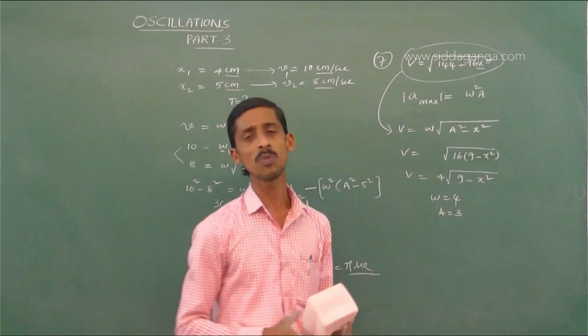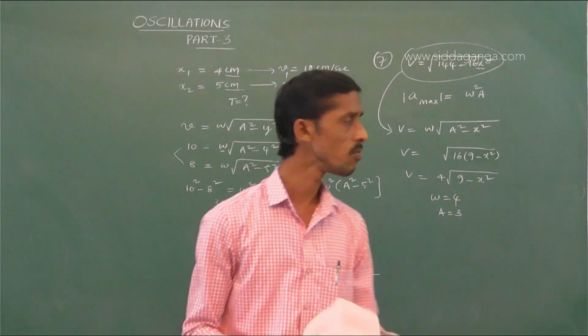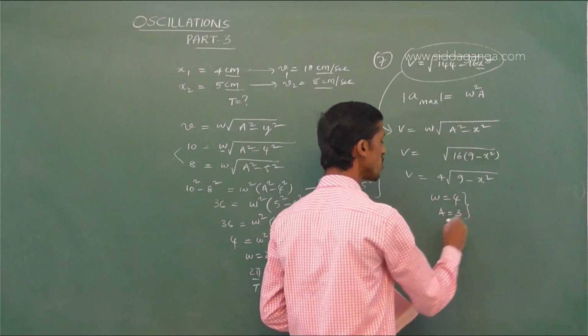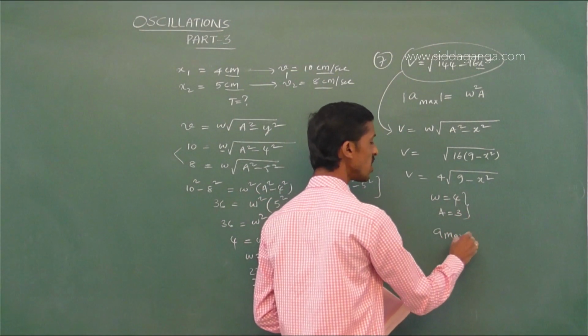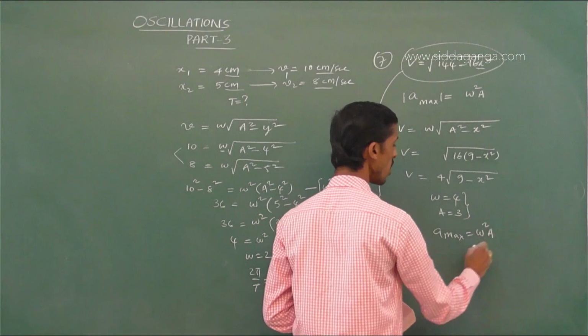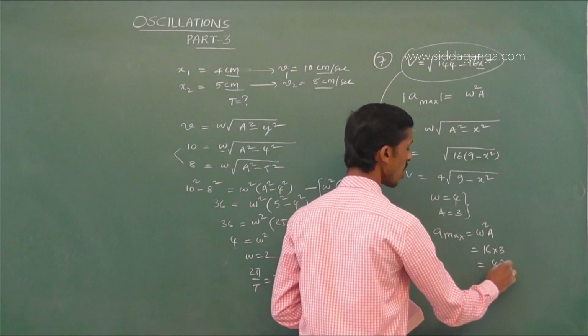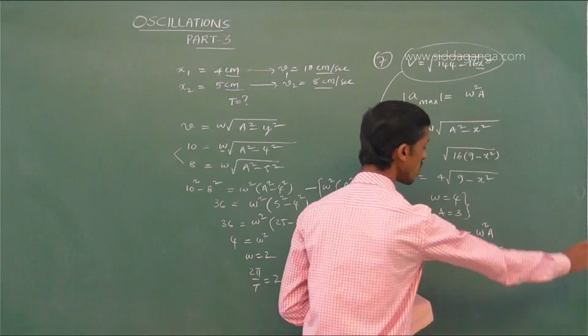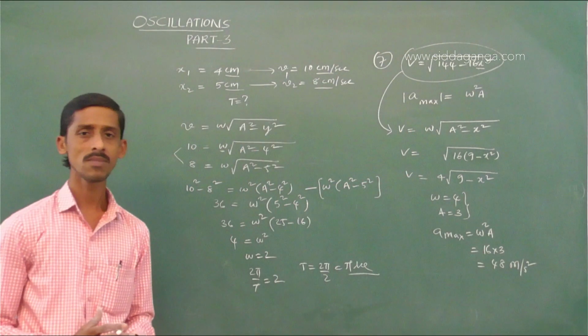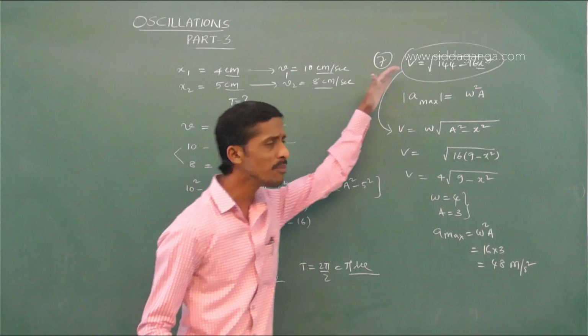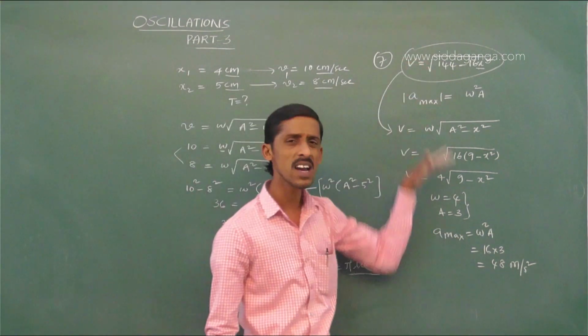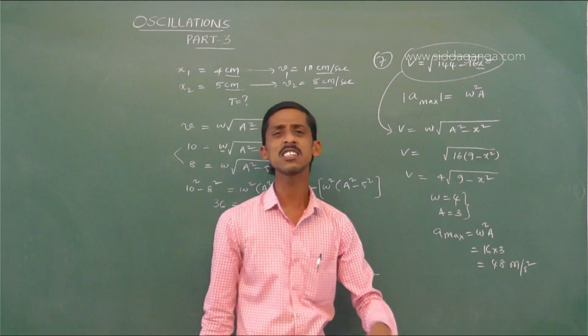In the question it is mentioned as meter per second. So from these two, maximum acceleration is equal to omega square into A, that is 16 into 3, 48 meter per second square. Don't make it lengthy while learning. Okay, speed should come.